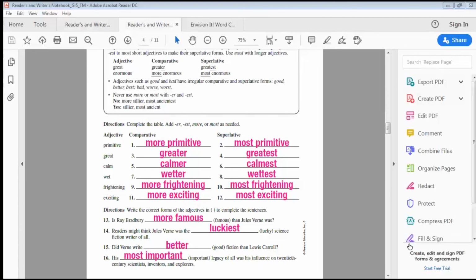For number 16, his dash legacy of all was the influence on 20th century scientists, inventors, and explorers. The adjective in bracket is important. So we're comparing his legacy to other scientists, inventors, and explorers. So we say what? Most important.